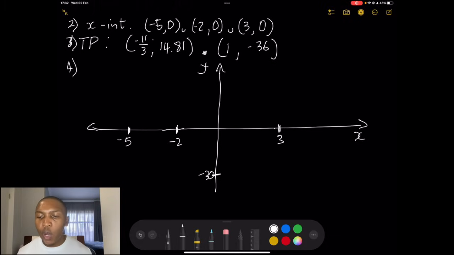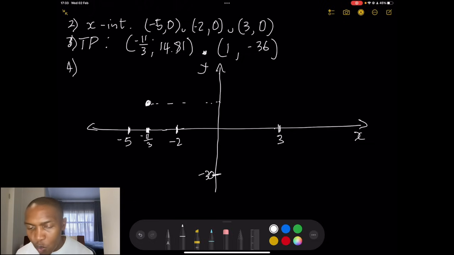And so now let's work through our turning points. It always helps to work through our turning points. Now, the first turning point, that's negative 11 over 3. Let's see, 11 over 3 is the equivalent of what? Negative 3.66. So it should be, let's say somewhere here. So that's negative 11 over 3, but our y is 14.81, so it should be, you know, just let's say somewhere there.